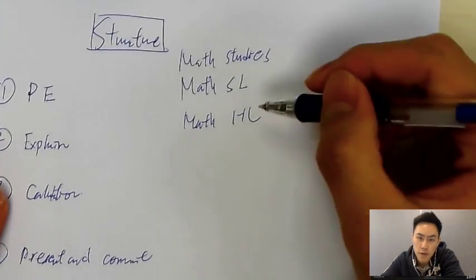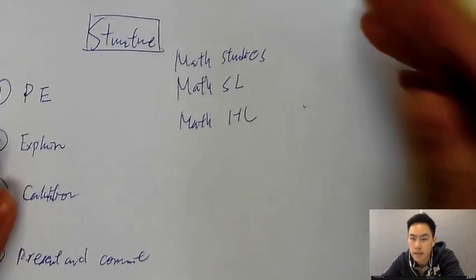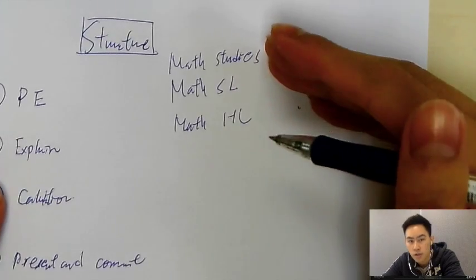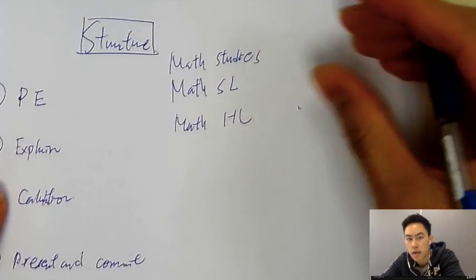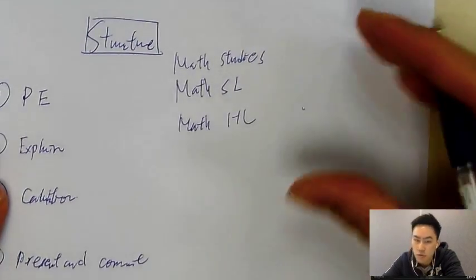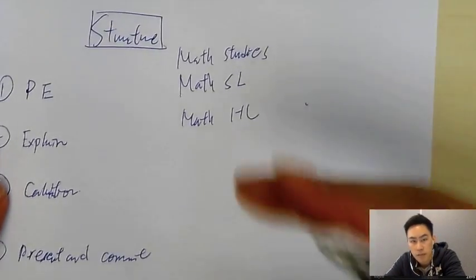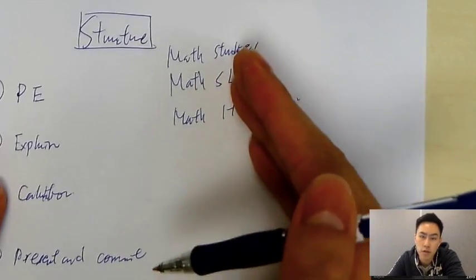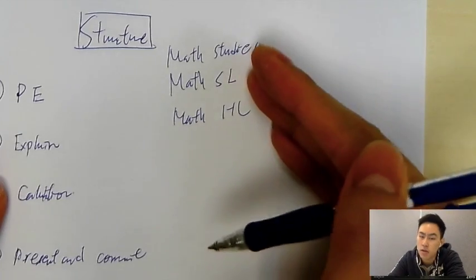So in this video, I want to solve all your problems. I'll introduce the structure, give you a concrete example, and also a Math IA model of how to score level 7 in your Math IA. This video is for Math Studies, Math SL, and Math Higher Level.